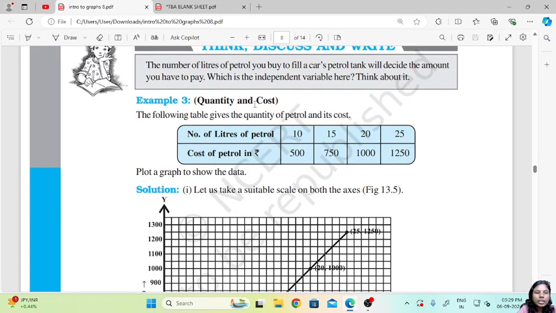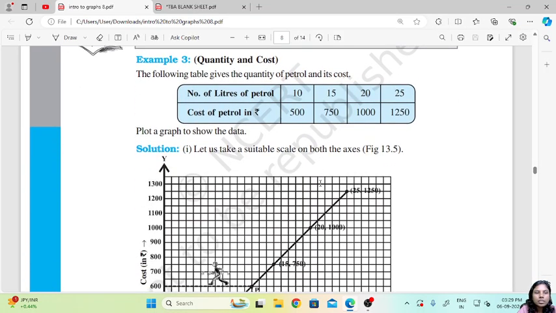Now example 3, first is the quantity and cost. In this, we have the number of liters of petrol, that is 10, 15, 20 and 25, and then we have the cost of petrol in rupees, that is 500, 750, 1000 and 1250. What we see here is that there is a gradual increase. The cost depends on the number of liters of petrol: the more liters you take, the higher the cost. As the liters increase, the cost also increases.